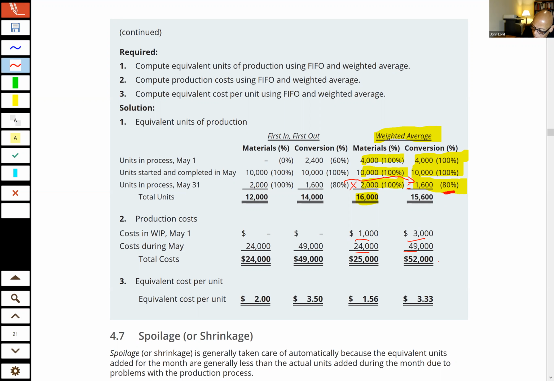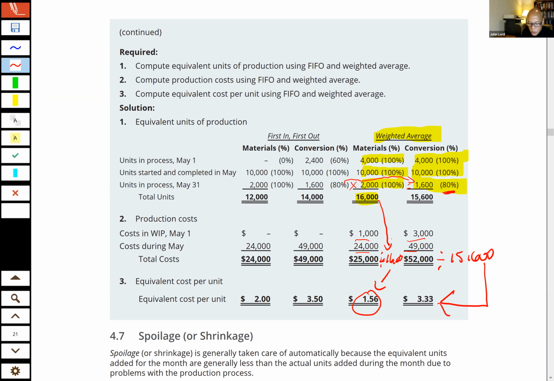So this is going to be what? 52,000 divided by the 15,600, right? 52,000 divided by that 15,600 gives us this 3.33 for conversion cost per unit. And the 16,000 divided by the 25,000 gives us this $1.56. So I'll just put in the divide by 16,000 in there rather than draw the arrow. I'll just divide by that 16,000. And that's where they get this 1.56. That's where that number came from.